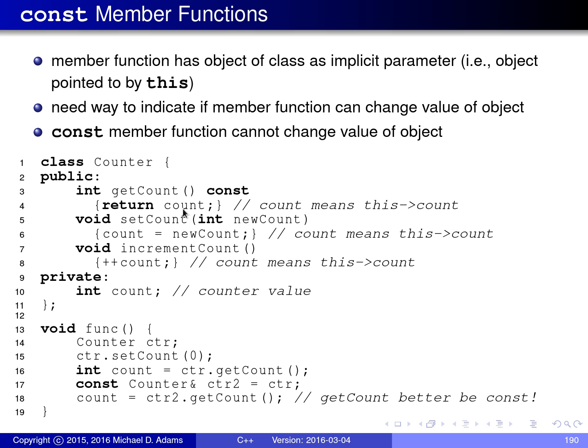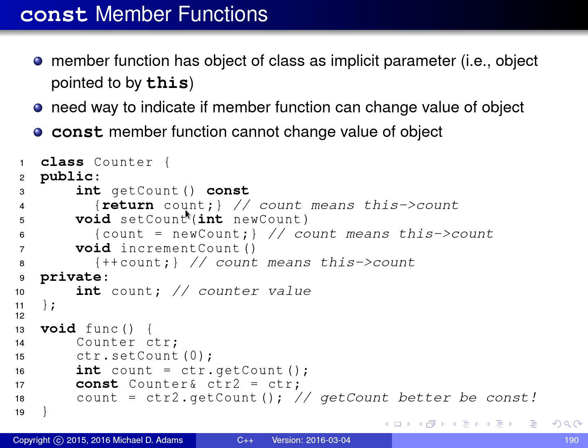So when we say return count, we're really saying return this arrow count, meaning follow this pointer, go to where it's pointing, and it's going to be pointing to an object of type counter, and then we access the value that's there and extract out the data member count.